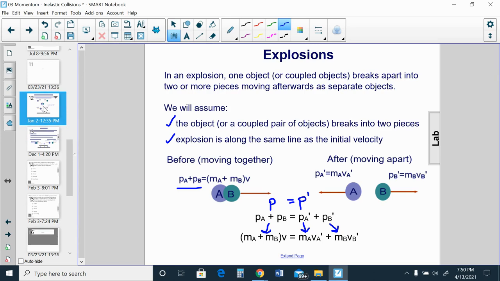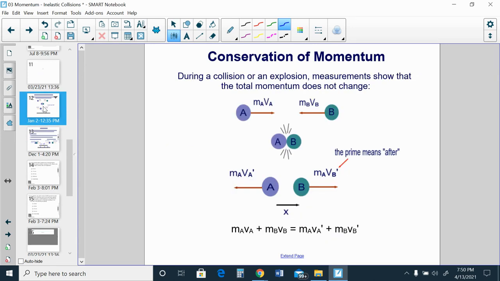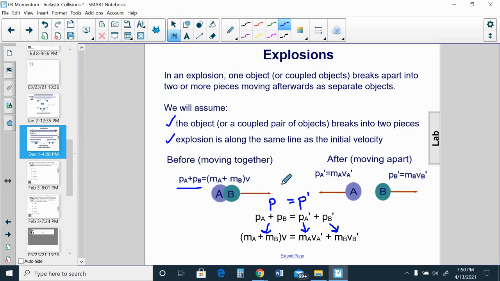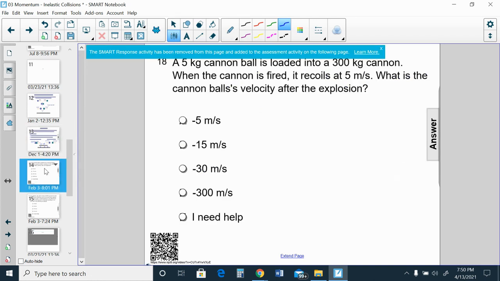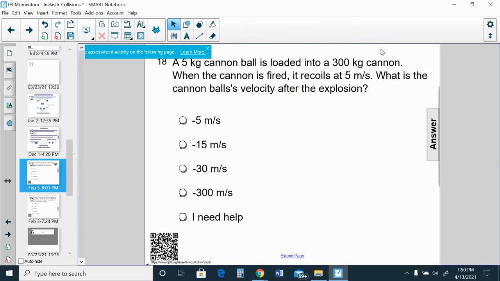And then just to go back real quick, in this case, it was the sum before plus the sum after for this collision up here. And for the explosion, we end up with this. So the first problem here: a 5 kilogram cannonball is loaded into a 300 kilogram cannon. When the cannon is fired, it recoils at 5 meters per second. What is the cannonball's velocity after the explosion?